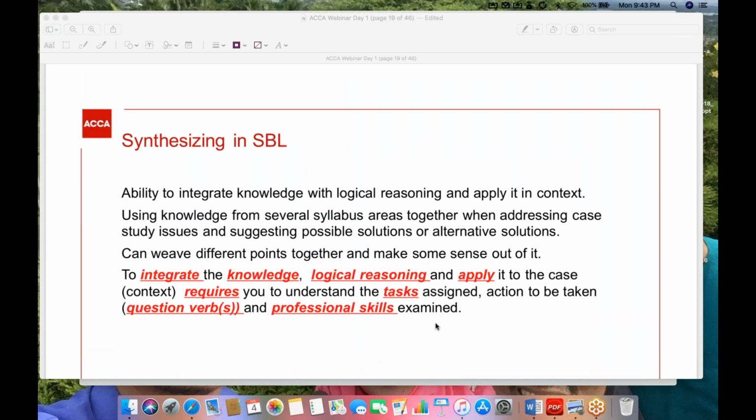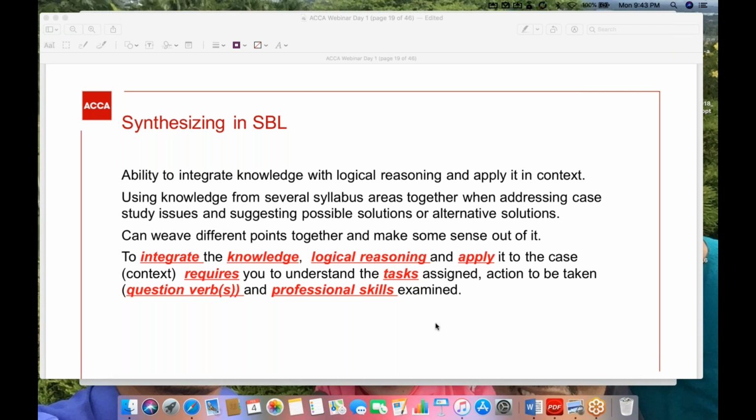Okay. The next part is synthesizing in SBL. What is synthesizing in SBL is that you should be able to integrate your knowledge. Remember the technical knowledge that you have, all the 8 chapters in your syllabus, those are your technical knowledge. Technical knowledge alone doesn't give you marks in the SBL examination. If you were to answer the requirements without applying it to the case, and just merely putting down your technical knowledge from what you read in your text, it doesn't give you marks. You're not going to get any marks for it.